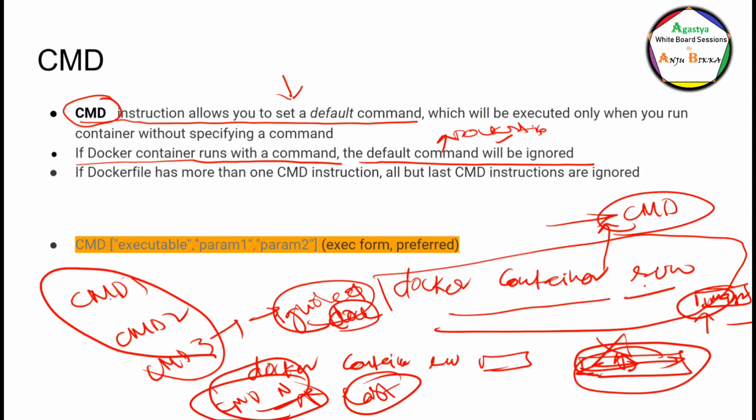And again, as we discussed, there are two forms, shell form and exec form. Exec form is preferred, but it is also a choice of the one who is writing the Dockerfile. In the exec form, it is CMD, the executable followed by a comma and parameters 1, 2, 3, and each and every parameter is separated by a comma, and the executable is also separated by a comma. You can see each one in double quotes: executable in double quotes, comma, parameter 1 in double quotes, comma, parameter 2, and so on.